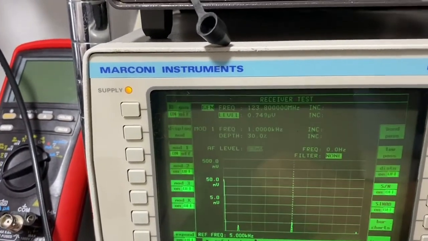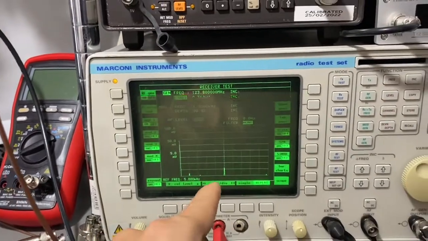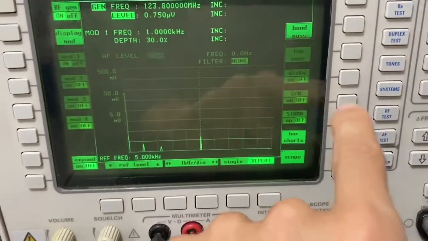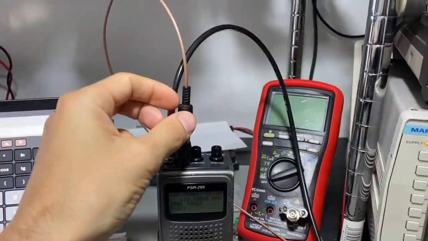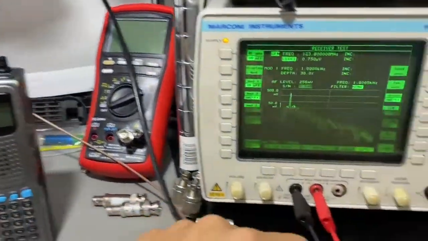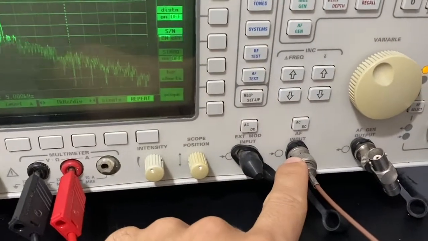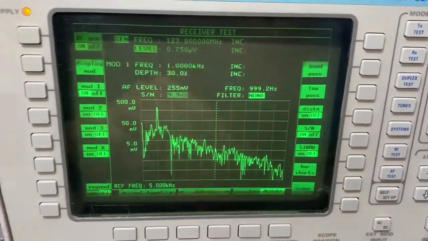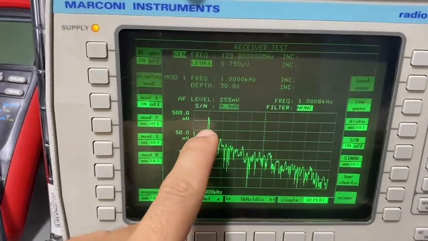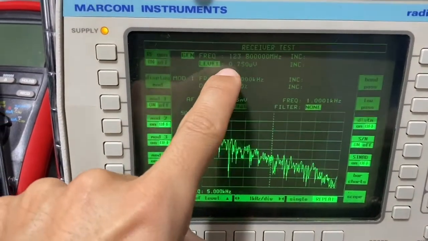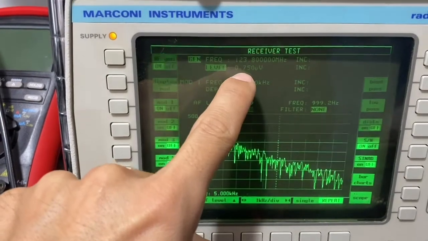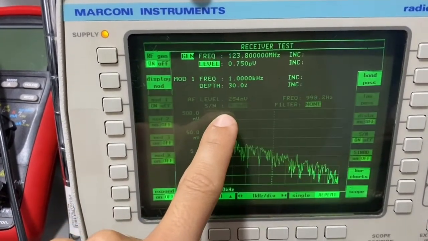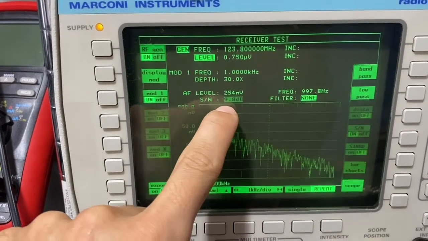Okay, let's see what the Marconi says now, because the Marconi can measure the signal to noise ratio. Let me set it up. Okay, now the audio has been hooked up to the AF input port, and the signal to noise ratio has been enabled. And look what the Marconi says. The level is 0.75 microvolts. Nothing's changed. Signal to noise 9.9, 9.8.